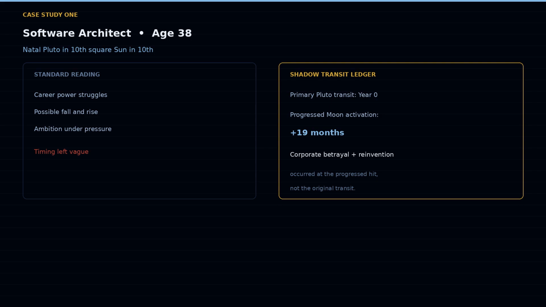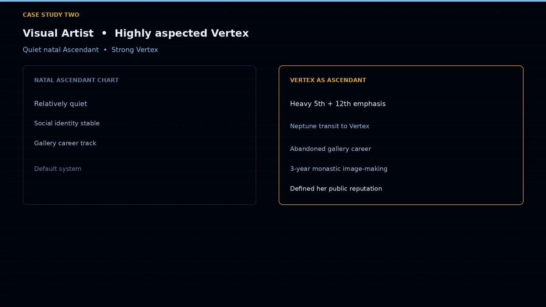Case Study 1. A 38-year-old software architect, natal Pluto in the 10th house, square a 10th house sun. Standard reading: career power struggles, possible fall and rise. Using the Shadow Transit Ledger, we discovered that his progressed moon activated the Pluto-Sun square 19 months after the primary transit. Only then did the actual corporate betrayal and subsequent reinvention occur. The ledger correctly timed the visible crisis to the progressed activation, not the original transit.